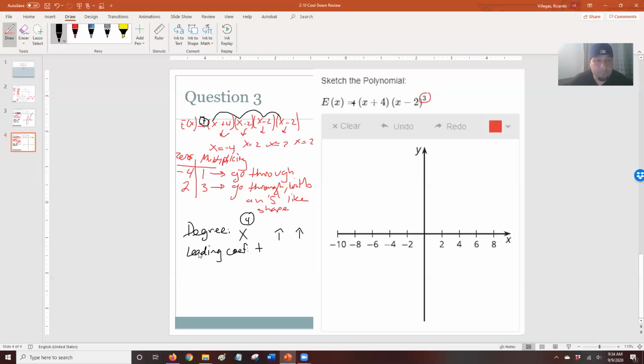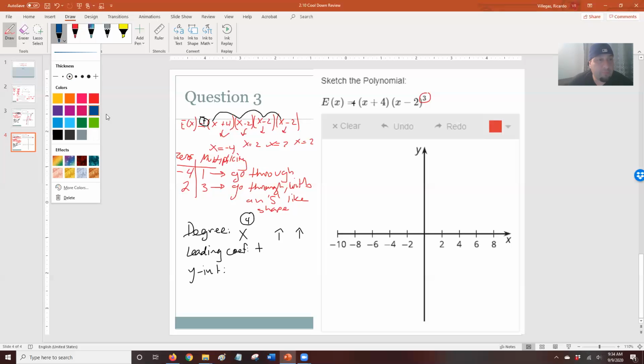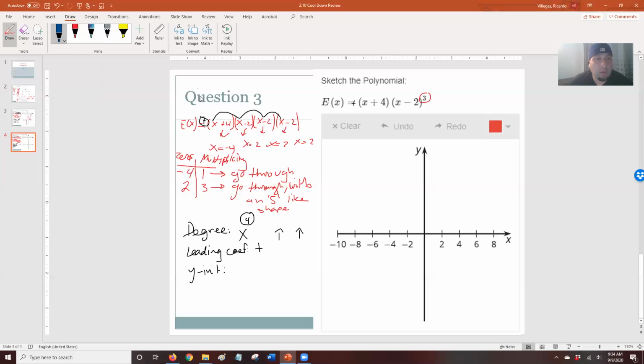And then finally, we find our y-intercept. And remember that the y-intercept is the constant term. I'm going to do this one in blue. So if we multiply all of our constant terms, so 4 times -2, that's -8, times -2, that's +16, times -2, that's equal to -32.